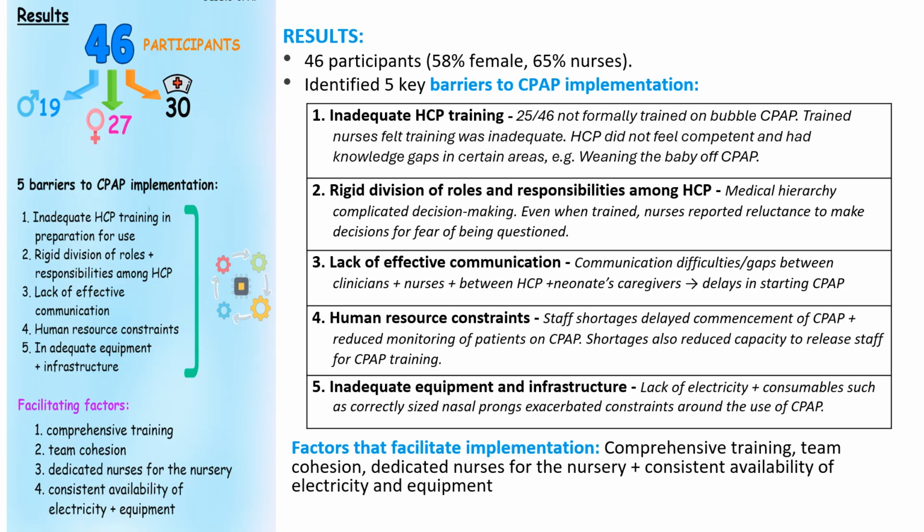What were the results? 46 participants were interviewed, with 58% being female and 65% were nurses. 5 barriers to the implementation of CPAP were identified. The authors provide excerpts from the interviews to support the 5 themes that can be found on pages 5 to 10 of the article. The first barrier being inadequate healthcare professional training.